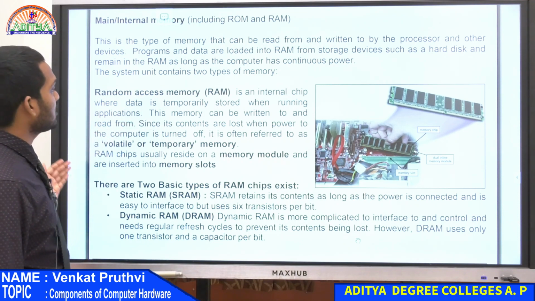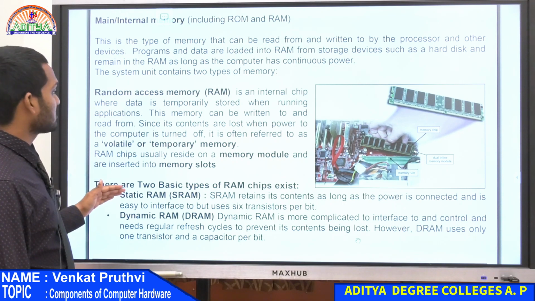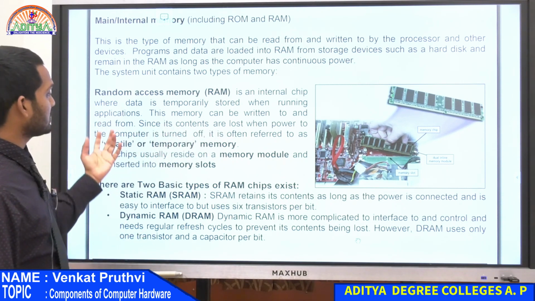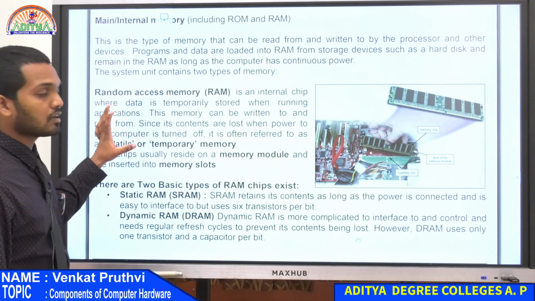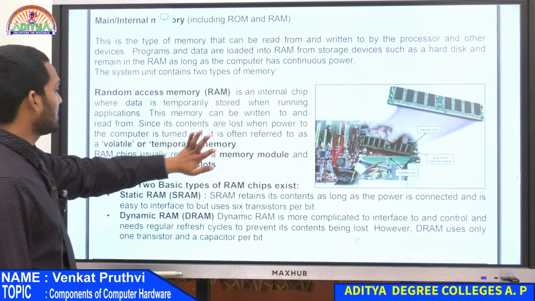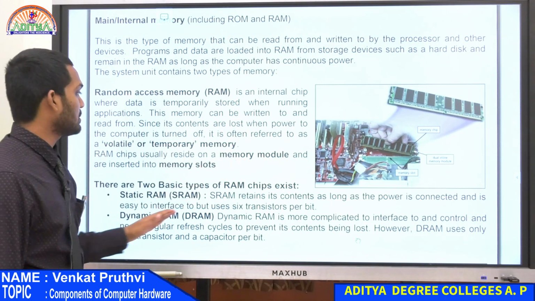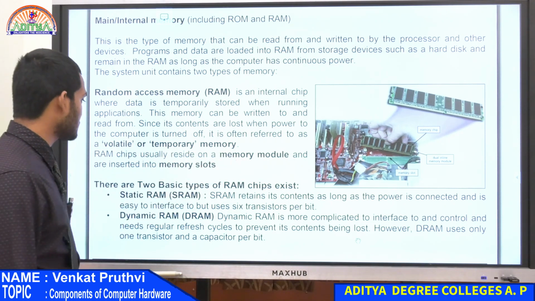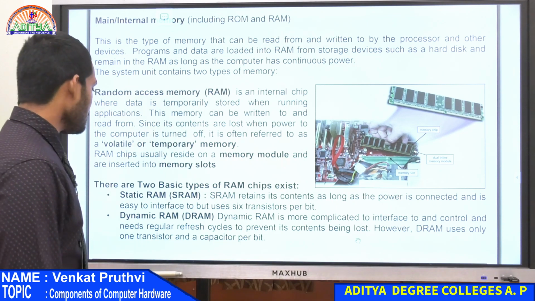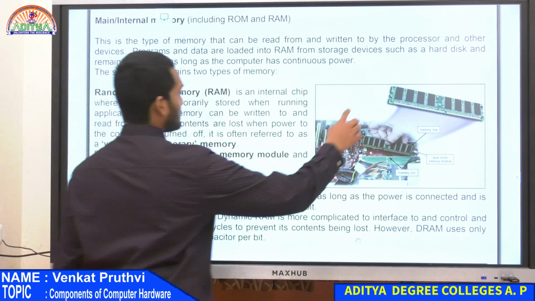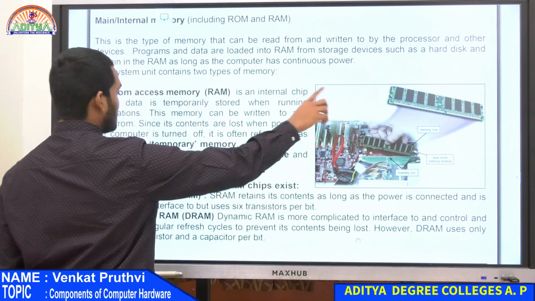Since its contents are lost when power to the computer is turned off, it is often referred to as volatile or temporary memory. Whenever the power is turned off, all the contents inside that memory chip disappear. RAM chips usually reside on a memory module and are inserted into the memory slots.